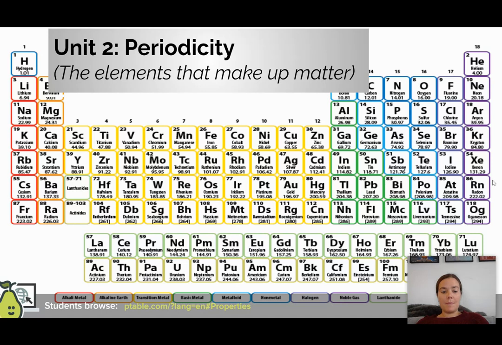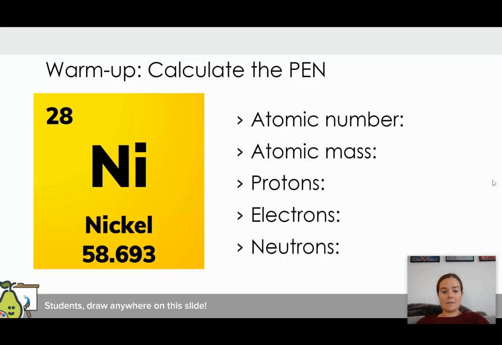So we're going to talk about periodicity. Make sure you have a periodic table open. Pretty much all of our lessons for this unit, you'll want to have that. All right, so let's start with this as our warm-up. We practiced this last week of how to calculate the protons, electrons, and neutrons. All you need to do that is this information that is right here for nickel. So start by identifying the atomic number and the atomic mass, round that atomic mass, and then use that information to calculate the protons, electrons, and neutrons.